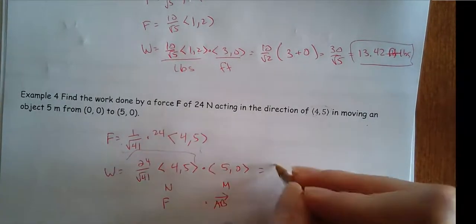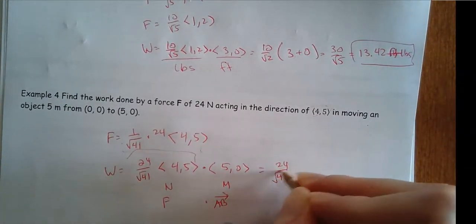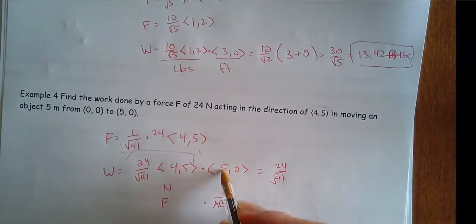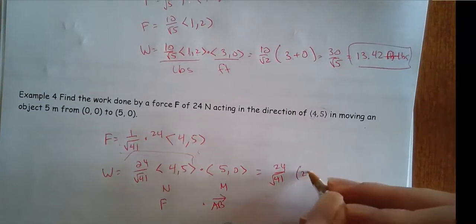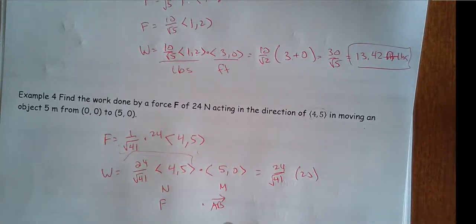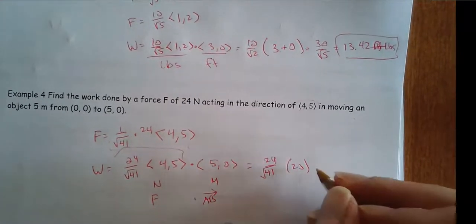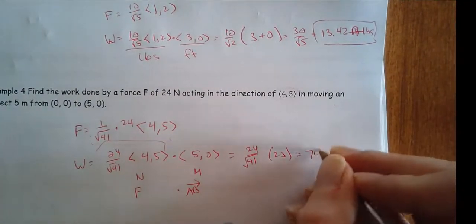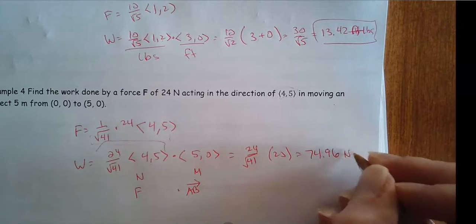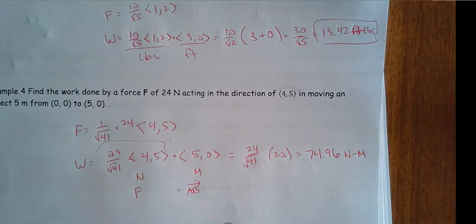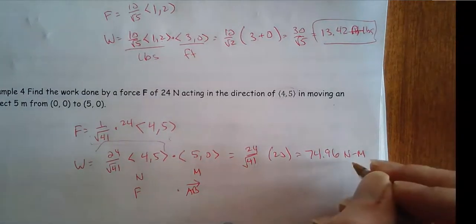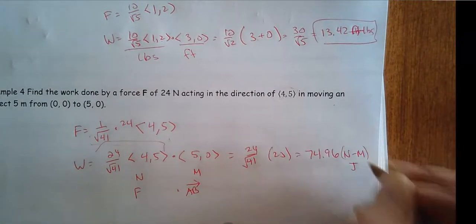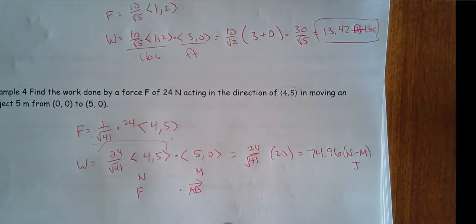So it'd be 24 over radical 41, do the dot product, so this would be 20 plus 0, so just 20. So then if I multiply those together, again, put it in the calculator if you want, I got 74.96, and that would be Newton meters, which if you really know your physics, that's actually a joule. So I'll put Newton meters in parentheses, was actually how many joules. I'm not going to be too picky about the units.